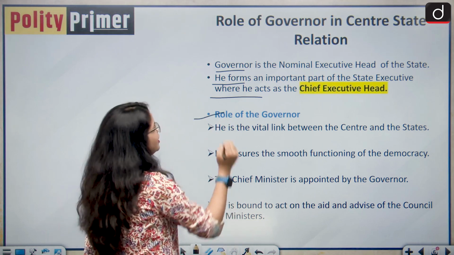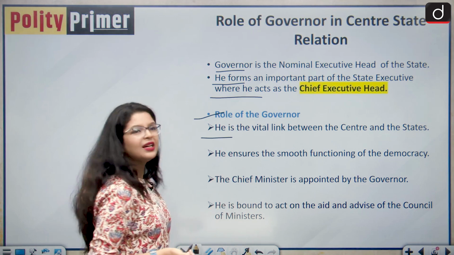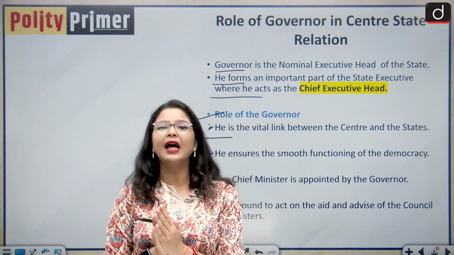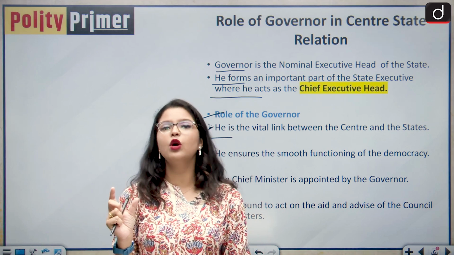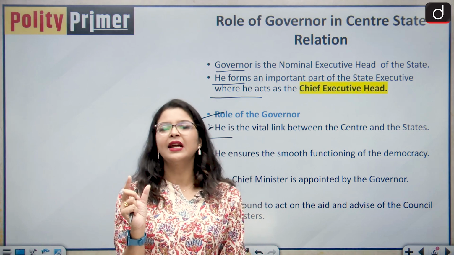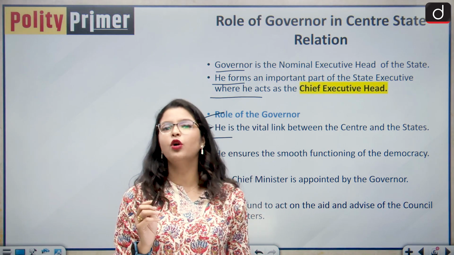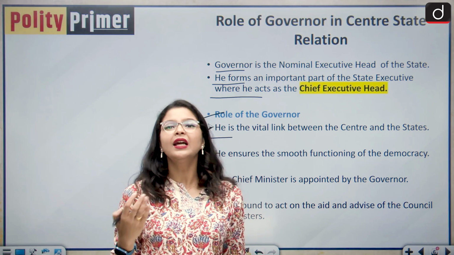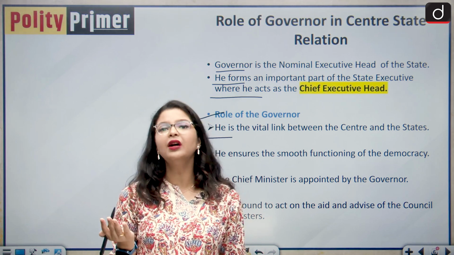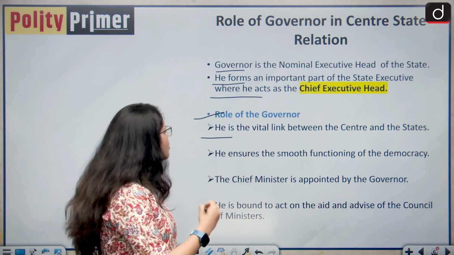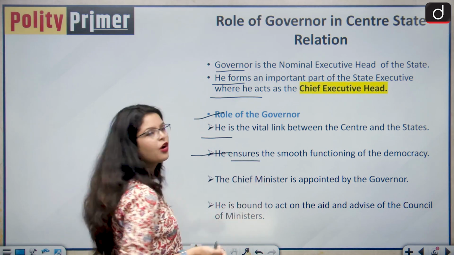Then the role of the governor. He is the vital link between the center and the state. In India, we follow cooperative federalism, so to maintain this cooperation between the center and state, the governor forms a vital link between the central government and the state government. He informs the central government about the day-to-day affairs of the state and how the state is functioning. So he ensures the smooth functioning of democracy.